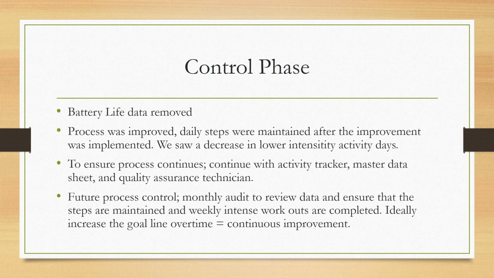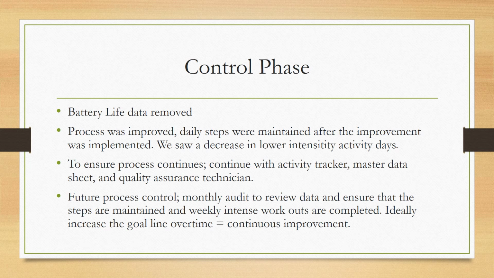And then what I also think is important in this process, and especially the control phase, is that we look for continuous improvement. Although we were able to improve the process now, how do we keep improving throughout the job or the goal or the task that we're doing? So what I want to do moving forward is a monthly audit to review the data and ensure that all these steps and weekly intensity workouts are being maintained and everything's going the way it should be. Am I still using the activity tracker? Am I using the master data sheet how I should be, making sure all the data is inputted? And then is my quality assurance tech still doing her job and helping me out?